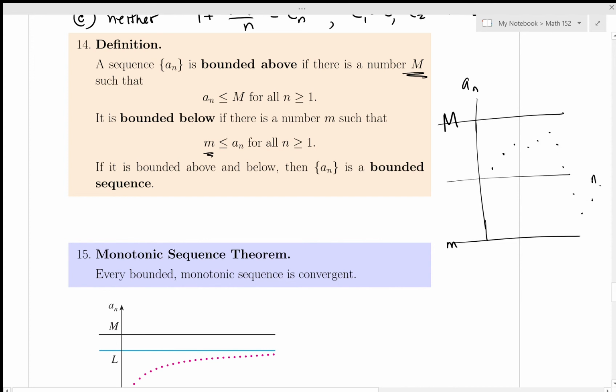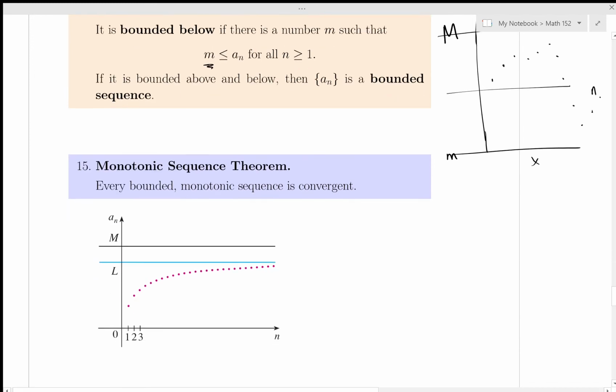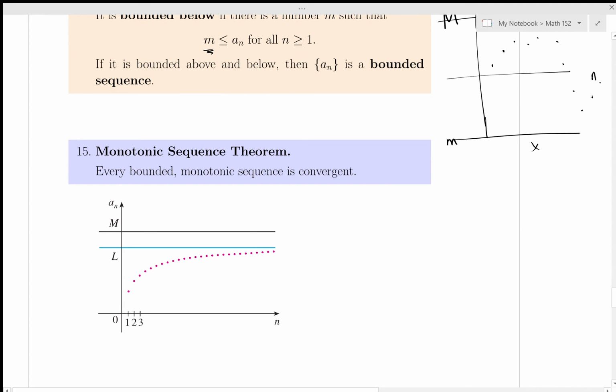Okay, but it never escapes into these zones out here. That is a bounded sequence. It's bounded above by capital M, bounded below by little m. And then there's a theorem that's actually quite powerful, saying that if you can show that your sequence is bounded and it's monotonic, which means it's either increasing or decreasing, then it converges.